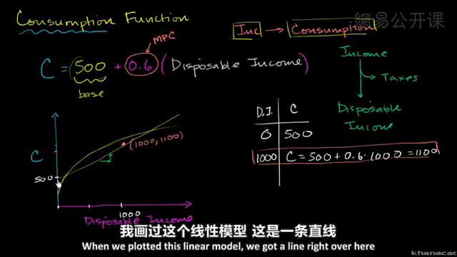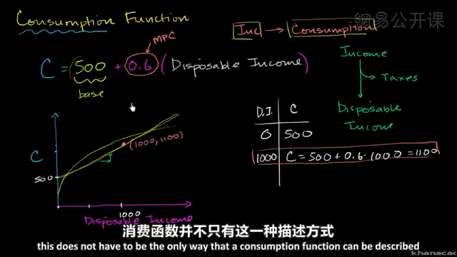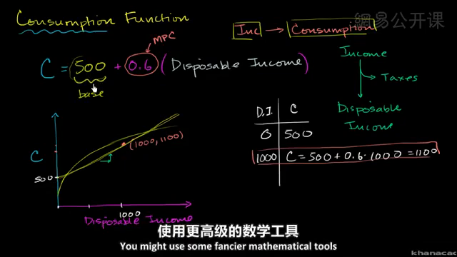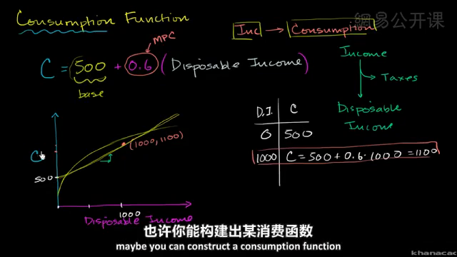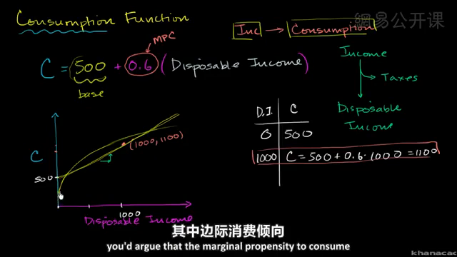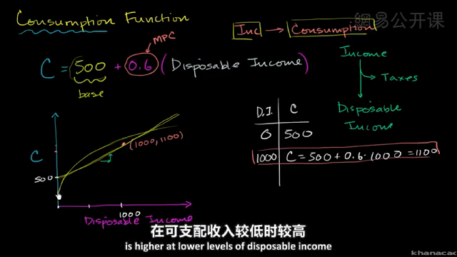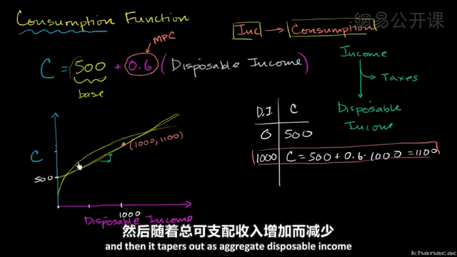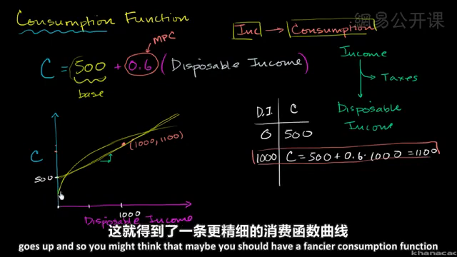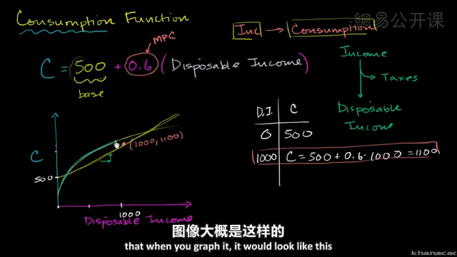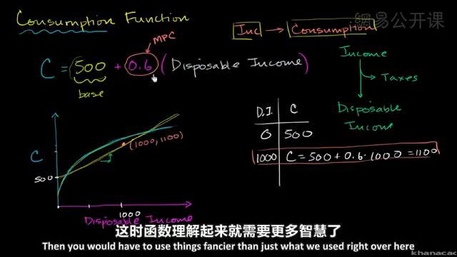And when we plotted this linear model, we got a line right over here. And I pointed out in the last video, this does not have to be the only way that a consumption function can be described. You might use some fancier mathematical tools. You'd argue that the marginal propensity to consume is higher at lower levels of disposable income, and then it kind of tapers out as aggregate disposable income goes up. And so you might think that maybe you should have a fancier consumption function that when you graph it would look like this, and then you would have to use things fancier than just what we used right over here.